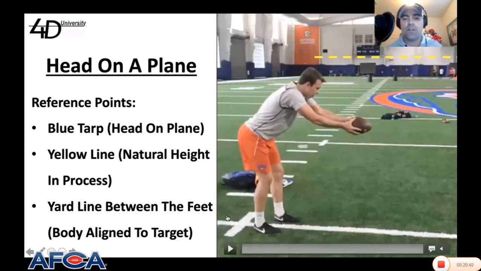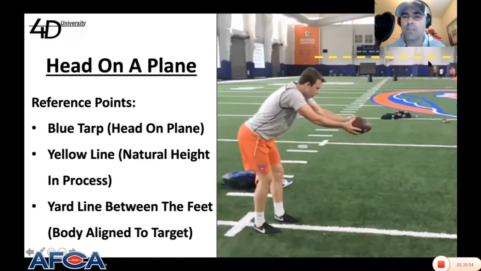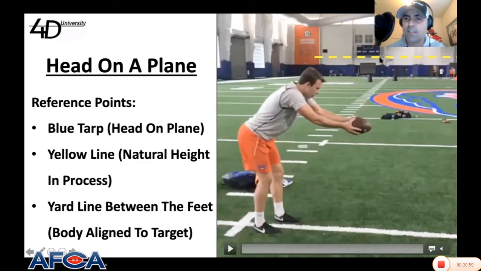So I'm going to show you a couple of reference points. The blue tarp, and here are the reference points listed, but that's kind of like the head on a plane. I did this dotted line after the fact, obviously, because that's his natural height. But both of these are good to see if we are stable and we're consistent throughout. We're even. Usually if our head undulates like this, it's something to do with the feet.